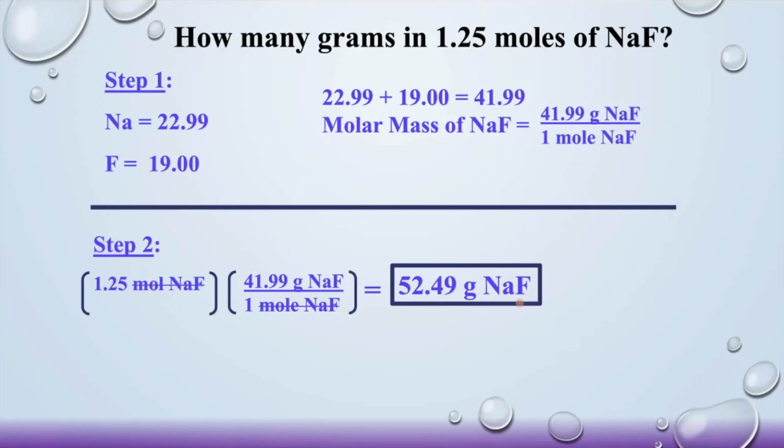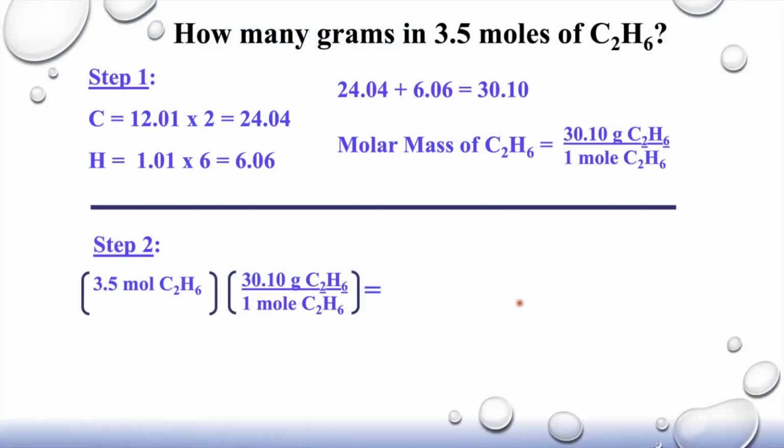So let's do the next problem. The question is, how many grams are in 3.5 moles of C2H6? I specifically chose this. This is going to be a hydrocarbon because it has more than one atom of carbon. It's got 2 atoms of carbon, and 6 atoms of hydrogen. So we need to account for the atomic mass of every single atom.